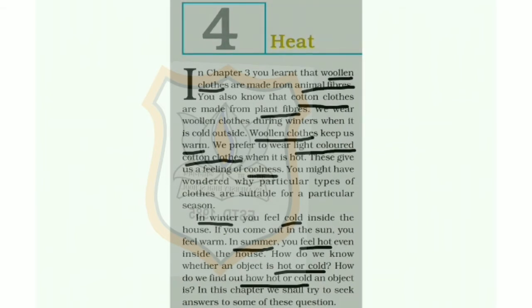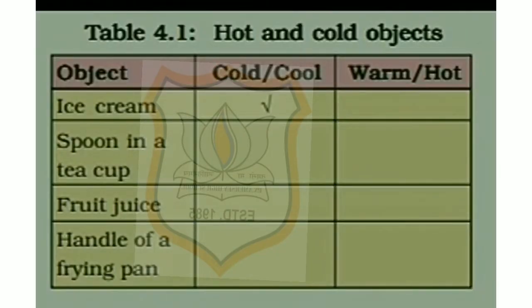Students, in this chapter, we shall try to seek answers to some questions like how do we know whether an object is hot or cold, and how do we find out how hot or cold an object is. Let's find out. In our day-to-day life, we come across a number of objects. Some of them are hot and some of them are cold. Tea is hot and ice is cold. List some objects you use commonly in table 4.1. Mark these objects as hot or cold.